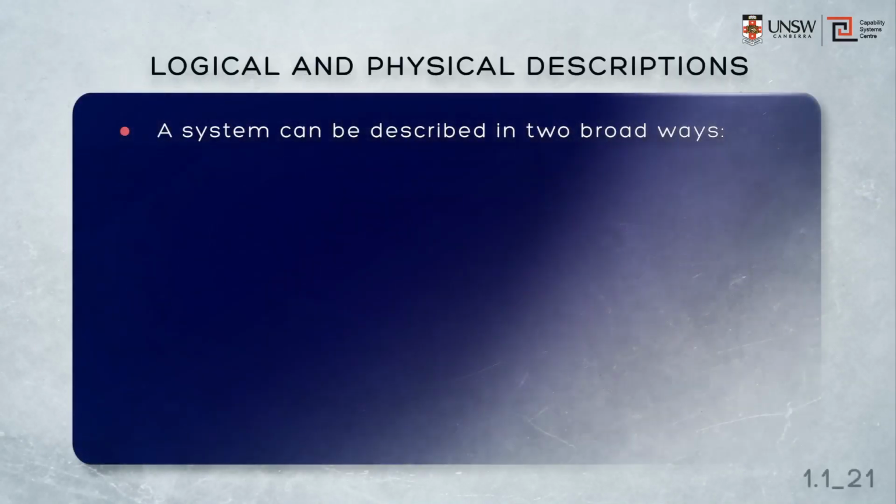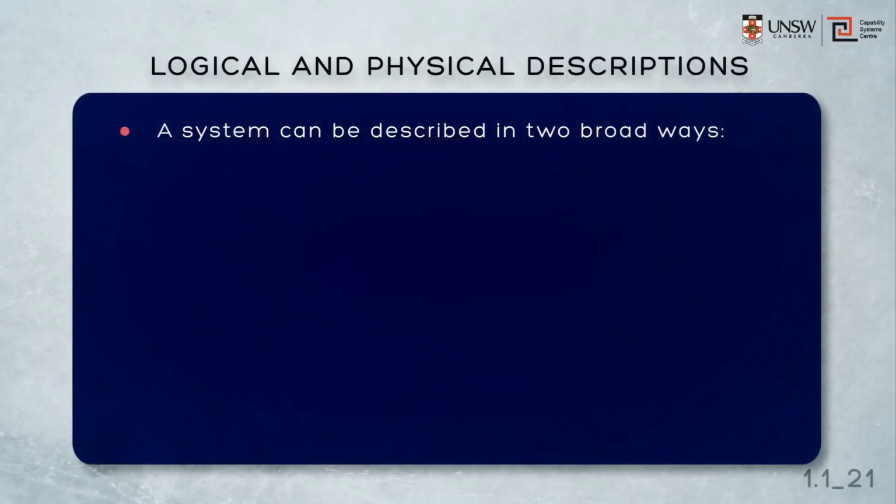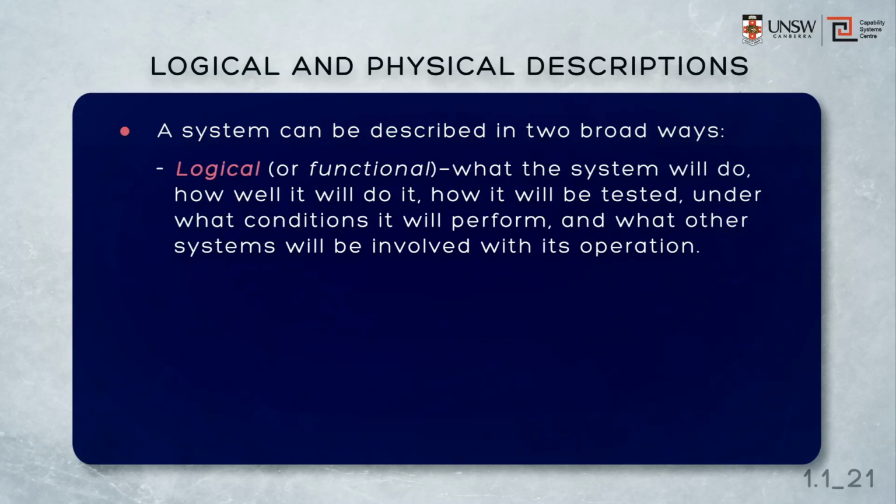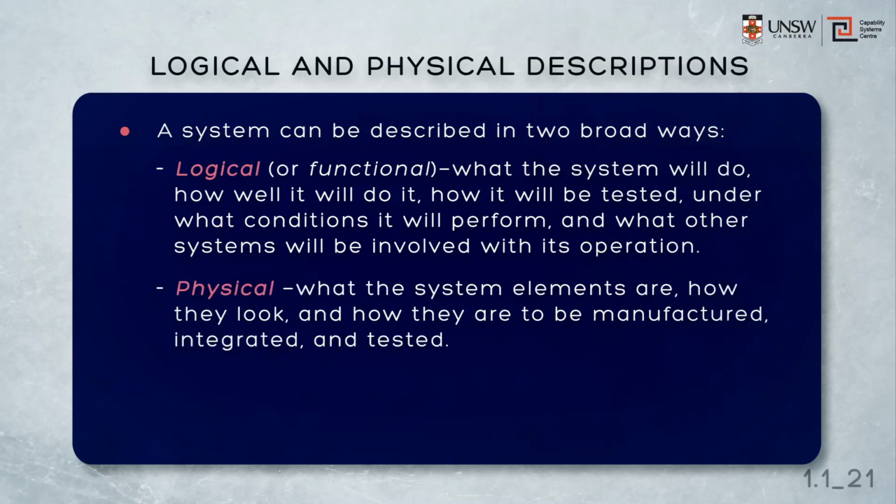A system can be described in two broad ways, in logical terms and in physical terms. A logical description, historically often called a functional description, articulates what the system will do, how well it will do it, how it will be tested, under what conditions it will perform, and what other systems will be involved with its operation. A physical description relates to the system elements themselves.